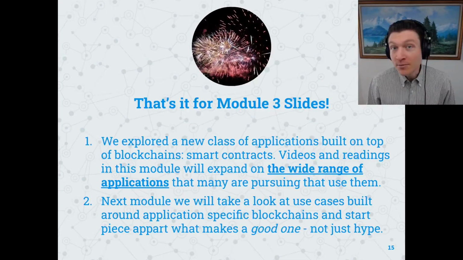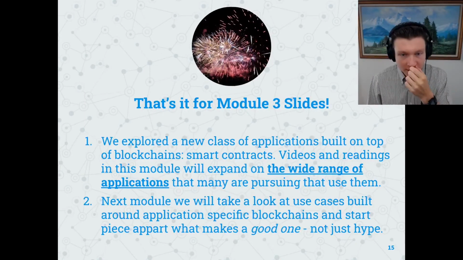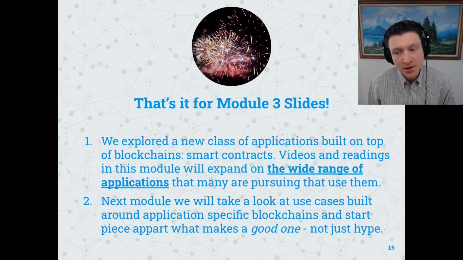So that's it for Module 3, at least of the slides. We explored a wide range of what you can potentially do with smart contracts. And we'll get much more into the details throughout the readings and the videos this week, and really who's using things that make sense. So that's what we'll start to touch on. And next module, we're going to really look into things that go beyond the hype, that actually have some really interesting novel things, and why you'd want to use blockchain over a typical system that's out there in the world.